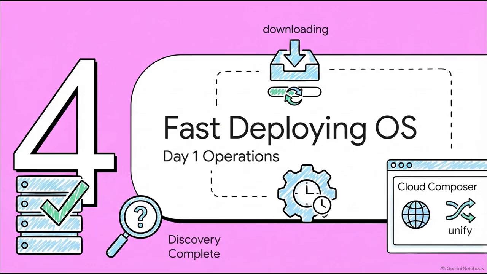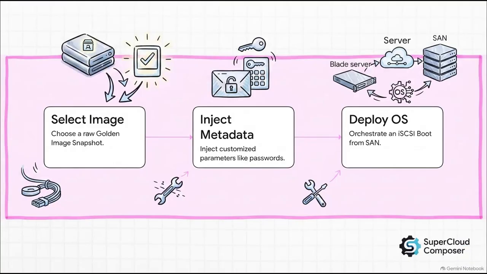Let's jump to Section 4, Fast Deploying Operating Systems. Welcome to day 1 of our server's life. Now, the classic day 1 pain point is slow provisioning. No one wants to deal with clumsy, expensive hardware appliances just to push an OS onto a blade server. SCC handles this brilliantly with its fast deploy service.